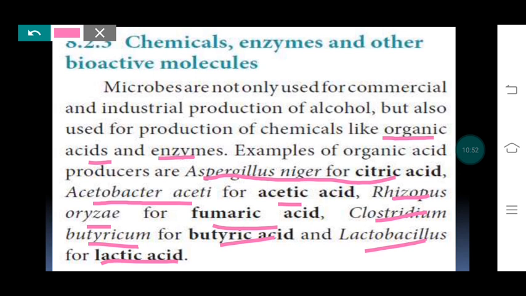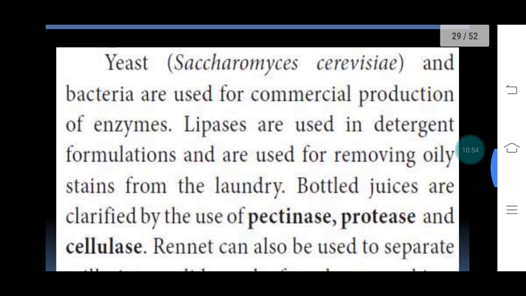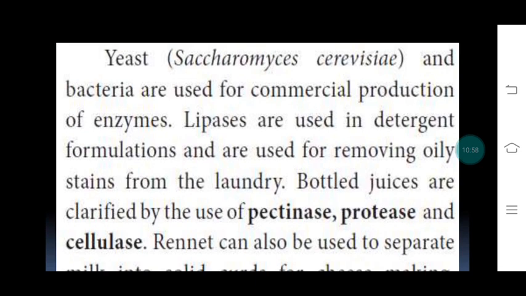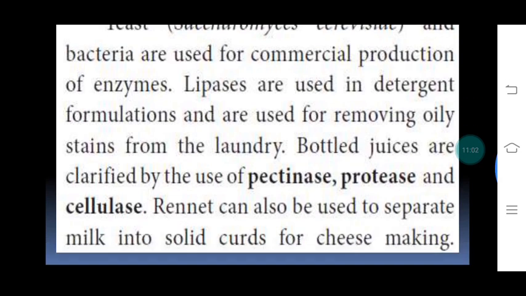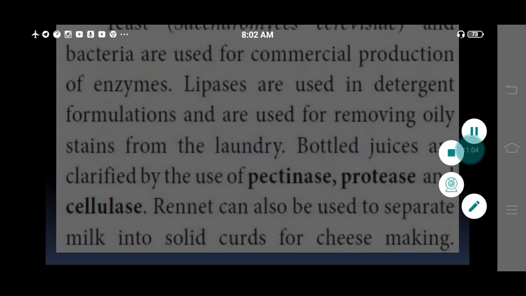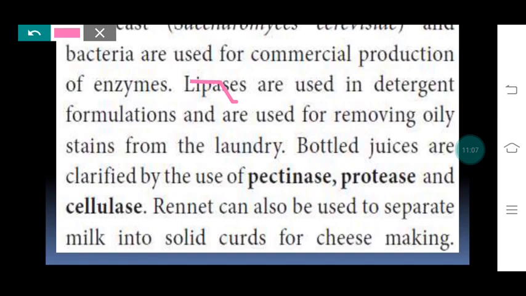And now here the yeast Saccharomyces cerevisiae and bacteria are both used for commercial production of enzymes. So here we have an enzyme called lipase. These enzymes are used in detergent formulations and for removing oil stains from laundry. We also use some enzymes for purification of bottled juice, for clarifying it, called pectinase, protease and cellulase. So these enzymes are used today for clarifying bottled juices.